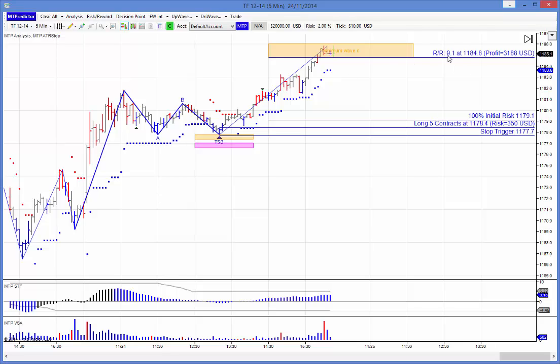The profit here would have been approximately 9 times greater than the initial risk. In other words, this initial risk here, we kept the loss or the potential risk small, and the profit would have been 9 times greater. That's what position sizing does.